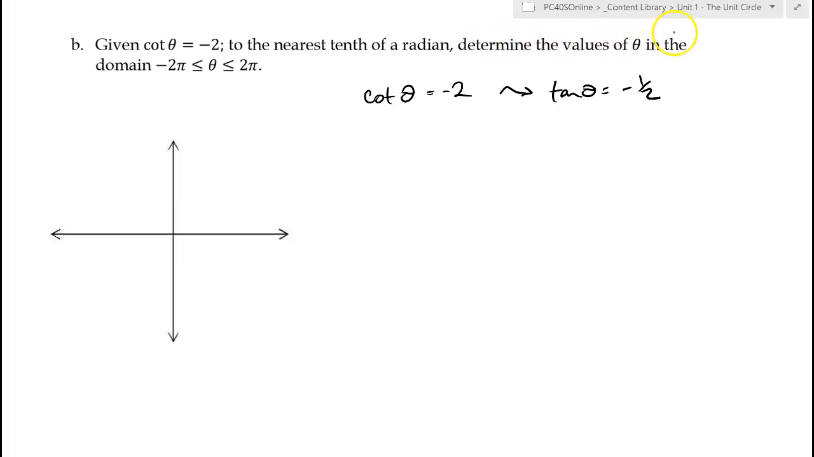It says determine the values for theta in the domain from -2 pi to +2 pi. So we are given ample opportunities here because we've got a few different places this can exist. To start with, if we use our acronym, all students take calculus, tangent is going to be negative in more than one place. So we're going to have a potential for an angle here and angle here in quadrants 2 and 4. So we will potentially have a point here and a point here.